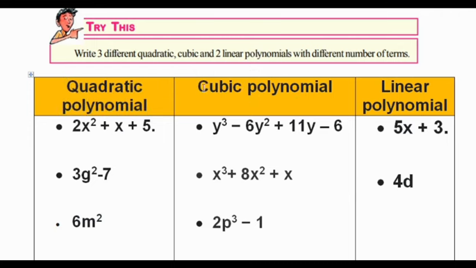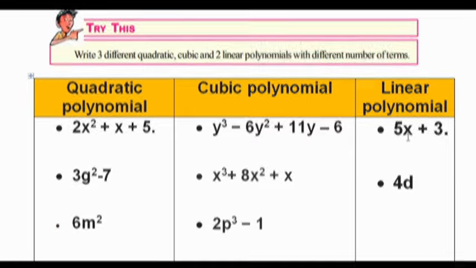A cubic polynomial is a polynomial whose degree is 3. Degree means highest power. If the highest power of a variable is 3, then it is said to be a cubic polynomial. In the three examples, if you notice clearly, all the three examples have different variables, but the degrees remain the same. So these are examples of a cubic polynomial. A linear polynomial is a polynomial whose degree is 1. If there is no power, it means 1.